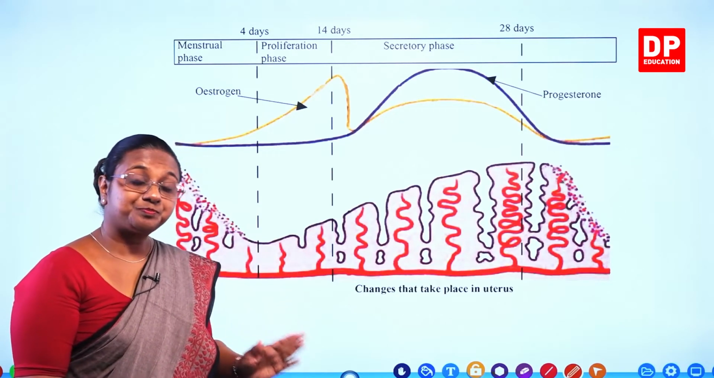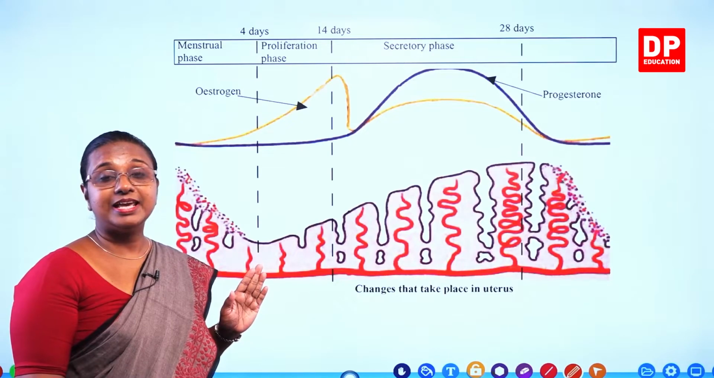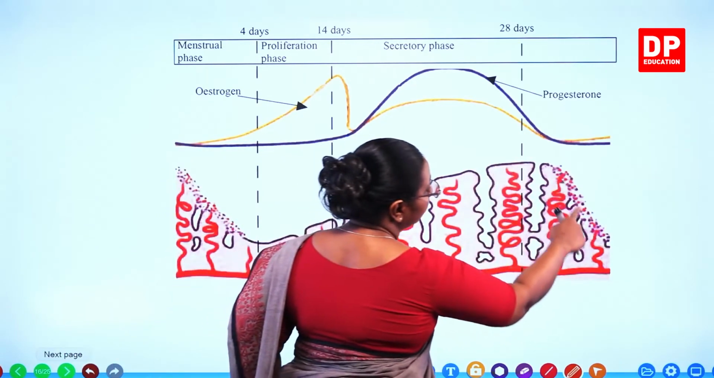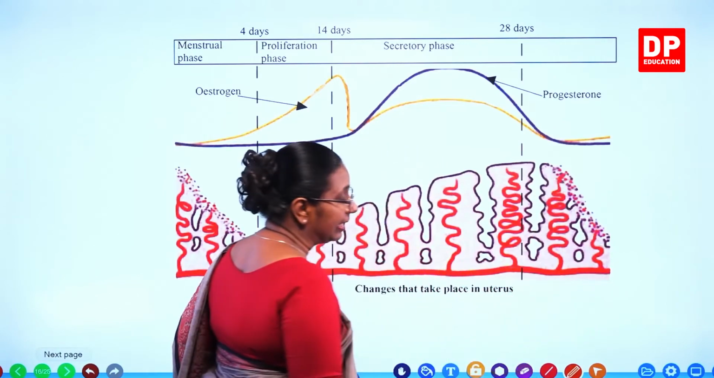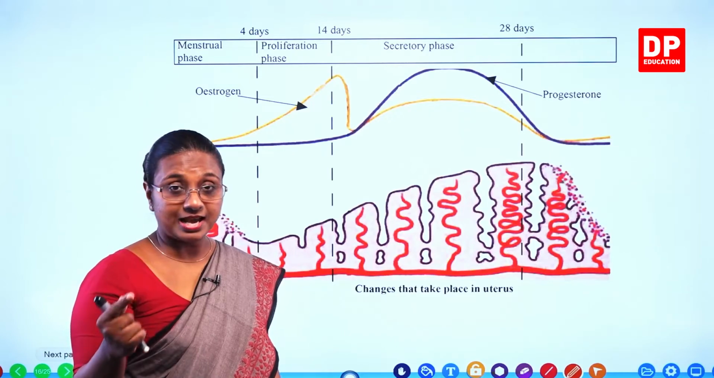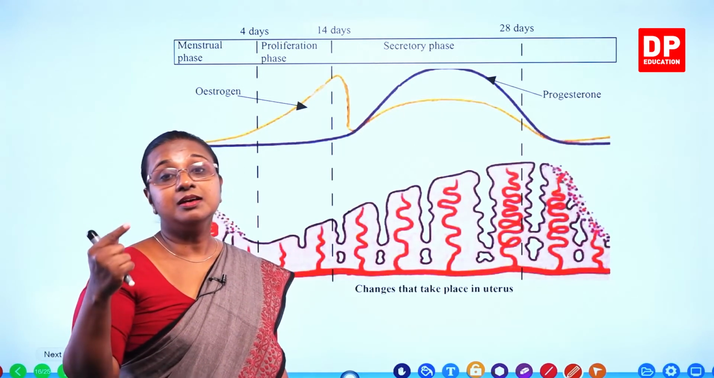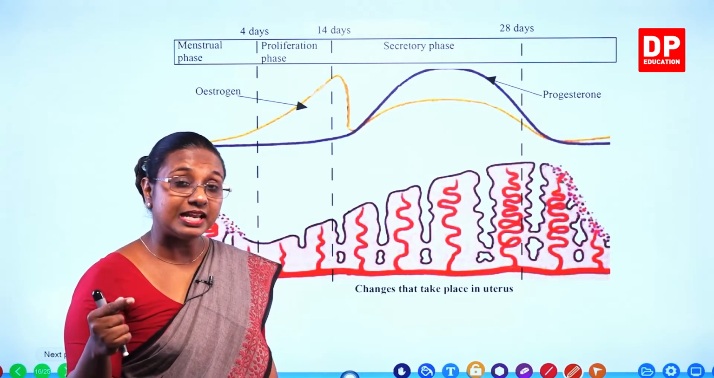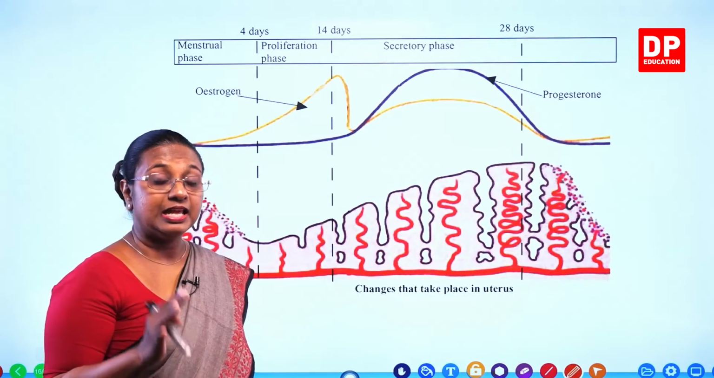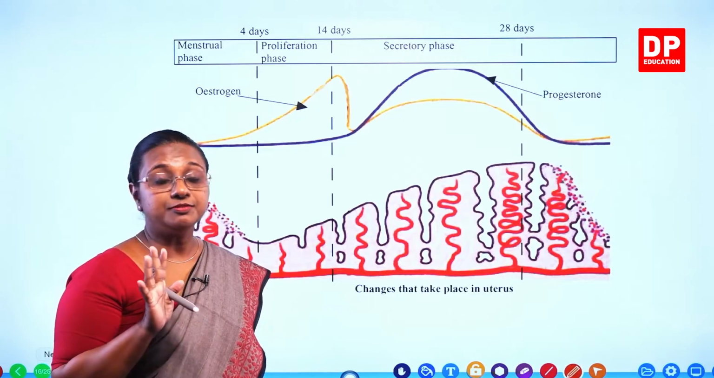So, again, at the end of 28 days, if there is no fertilization, again you can see the ovary wall will be expelled out. So, again the menstrual cycle will start. Otherwise, if the ovum gets fertilized, then of course this change will not take place again. There will be the development of the fetus.